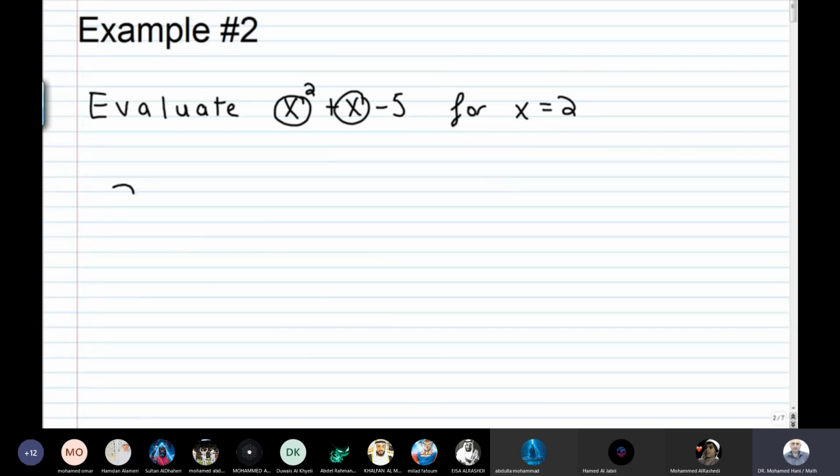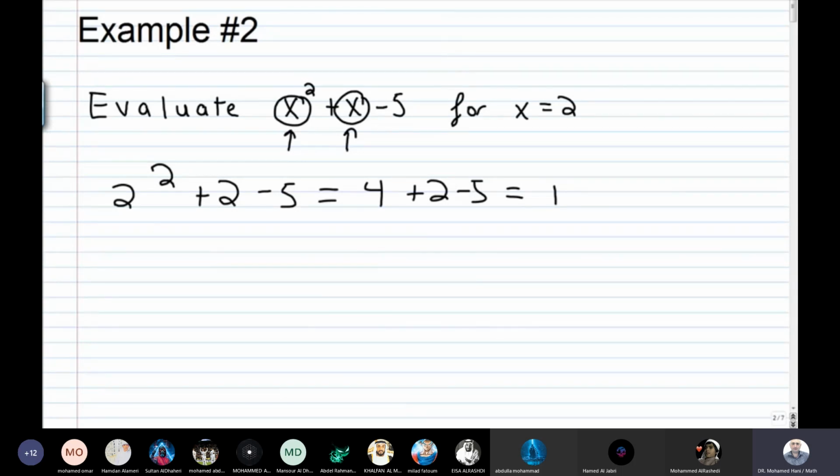So what I'm going to have is 2 squared plus 2 minus 5. Again, all I did was plug in a 2 where that x is. So instead of x squared, I have 2 squared. Then plus x, and I plugged in a 2 for that. So instead of plus x, I have plus 2, and then minus 5. And I can go ahead and just simplify here. 2 squared is 4. Then plus 2 minus 5. 4 plus 2 is 6, and then 6 minus 5 would be 1. So again, this algebraic expression has a value of 1 when we let x equal 2.